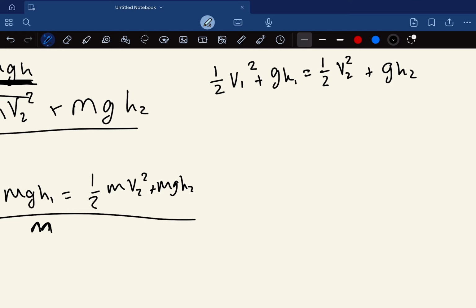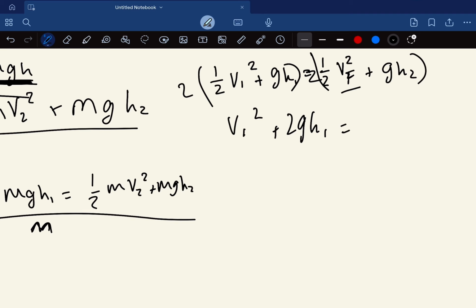Now h1 minus h2 is equal to delta x, which is in our equation. I'll also rewrite v2 squared as vf squared, since we will be solving for vf. So let's go about it by multiplying both sides by 2. Then we get vi squared plus 2gh1 equals vf squared plus 2gh2.